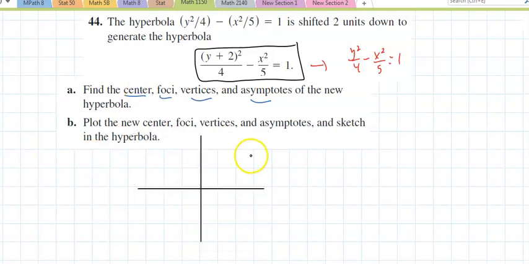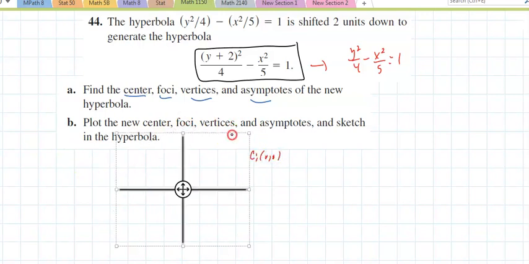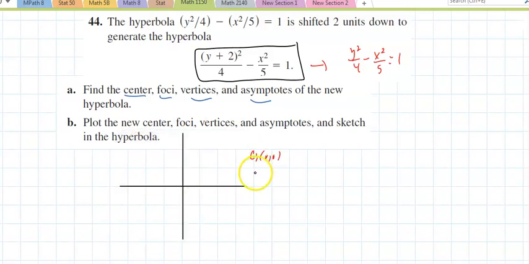They want me to label the center. I'm going to label the center. In this case, I'm going to assume it's 0, 0. That didn't line up properly. There we go. And they want us to label the foci. I'll get to that in a minute. They want us to label the vertices. I'll get to that in a minute. And the asymptotes. I'll get to that in a minute.